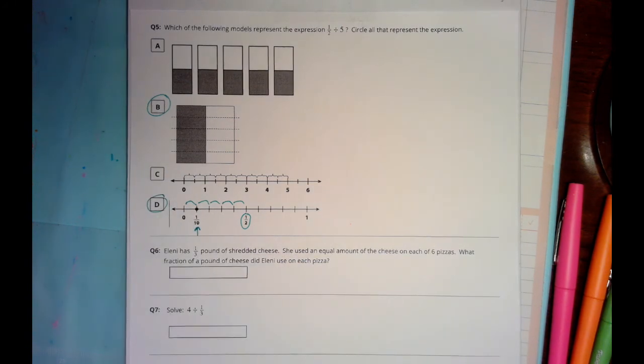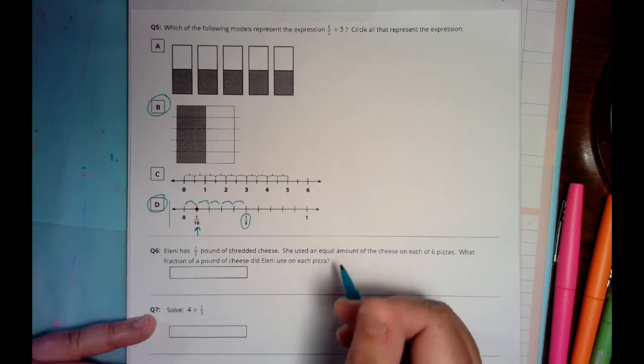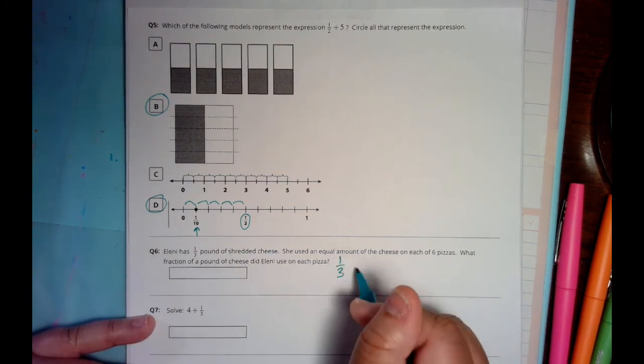Number 6. Eleni has 1/3 pound of shredded cheese. She uses an equal amount of cheese on each of the 6 pizzas. What fraction of a pound of cheese did Eleni use on each pizza? So in this one, a lot of you flipped the numbers. We're not going to sprinkle the pizza onto the cheese. We're going to sprinkle the cheese onto each of the pizzas. So we're going to divide the cheese. So that's 1/3 divided by 6.